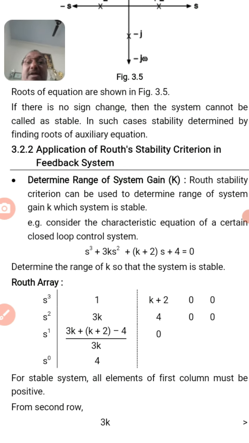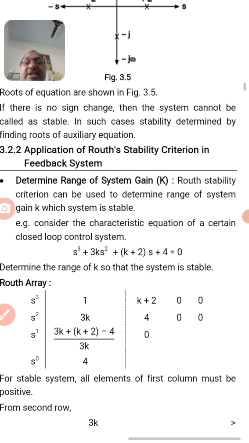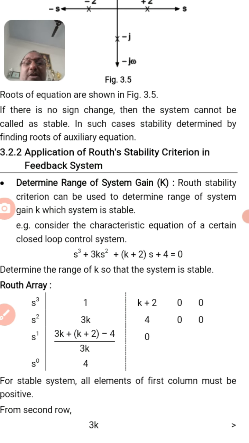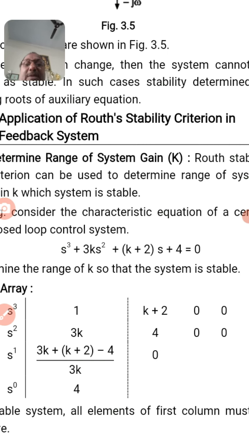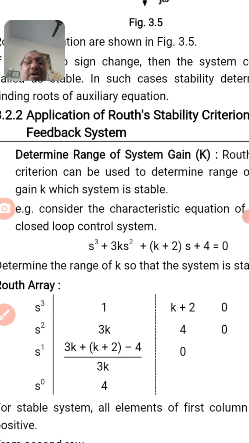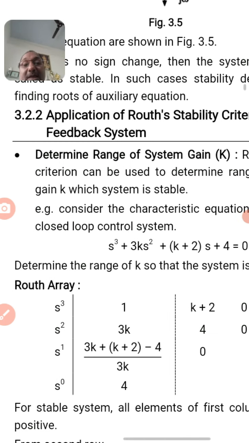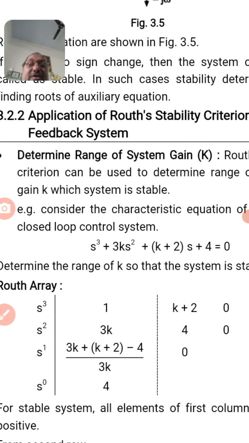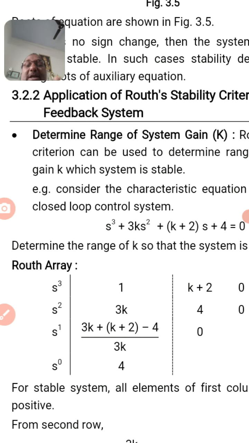Consider the characteristic equation of a certain closed loop control system: s raised to 3 plus 3k s square plus (k plus 2) into s plus 4 is equal to 0, where k is the gain of the system that I want to find out, and k is related to the closed loop system's gain. Determine the range of k so that the system is stable.